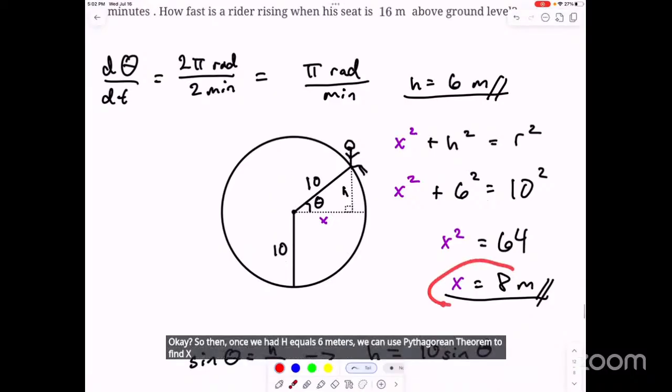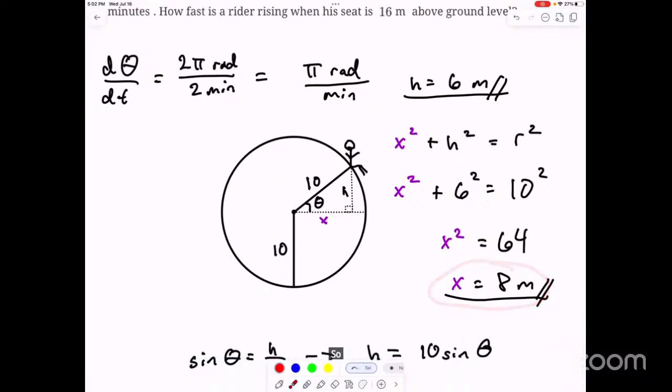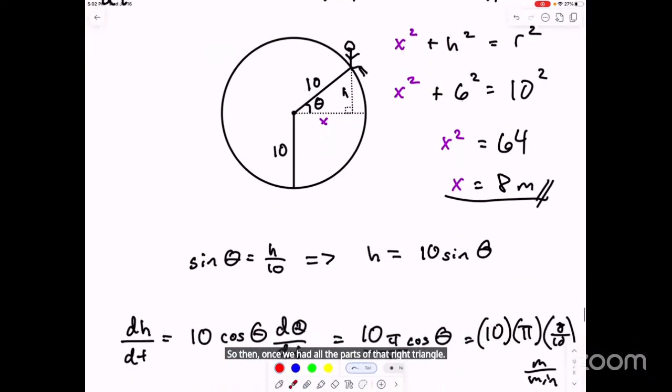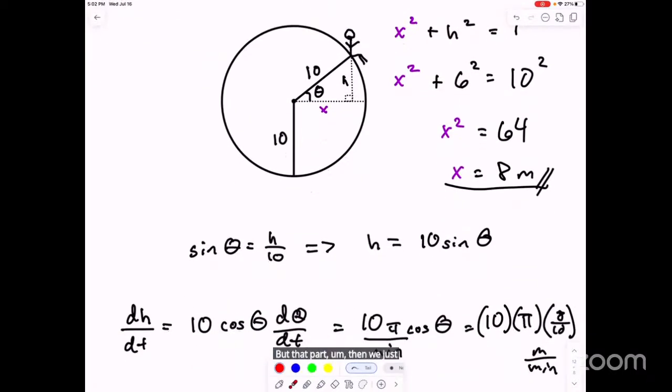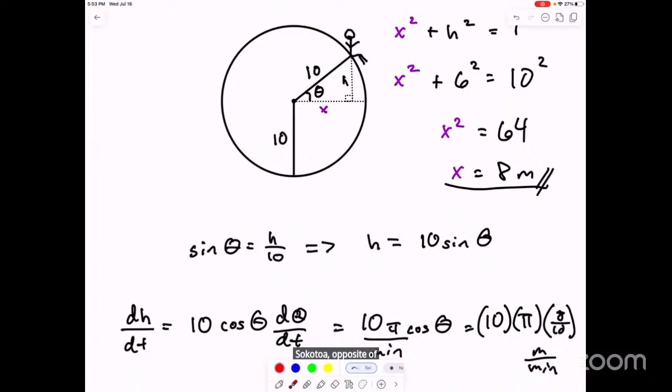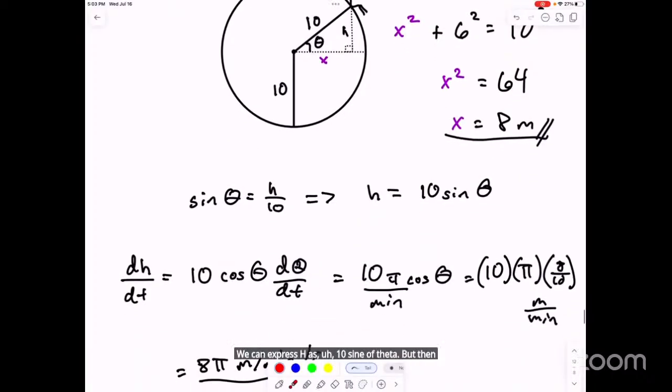and we got 8 meters for x. So then once we had all the parts of that right triangle, we considered sine of theta, SOHCAHTOA, opposite over hypotenuse, so that's h over 10. And then that means that we can express h as 10 sine theta. But then we wanted the rate of change of his height.